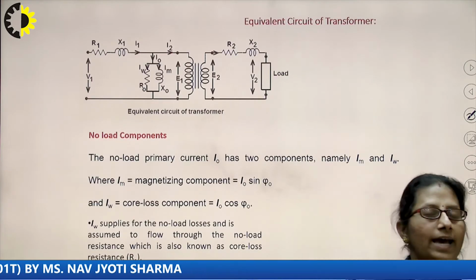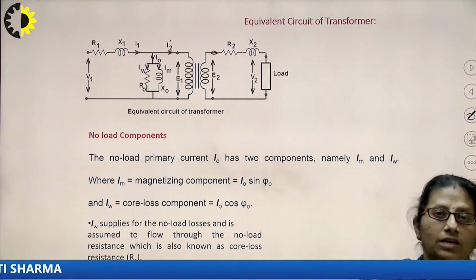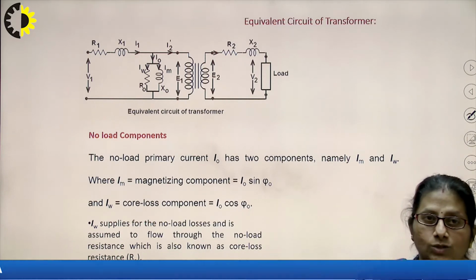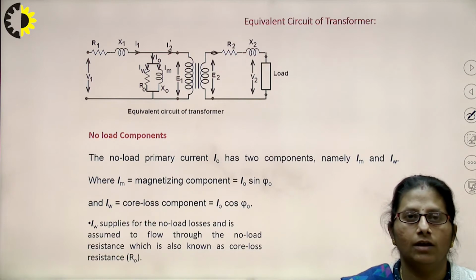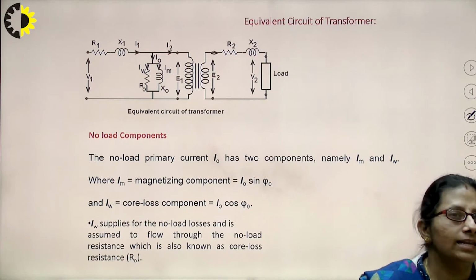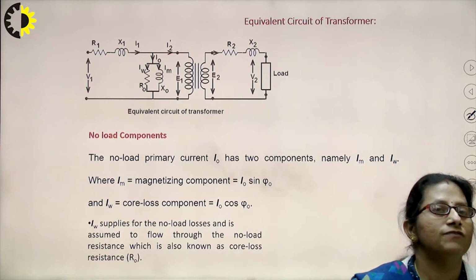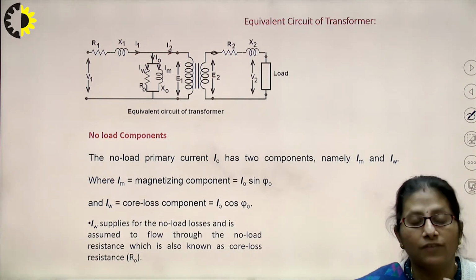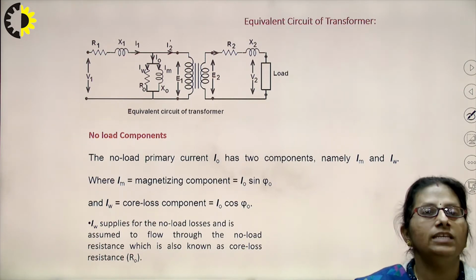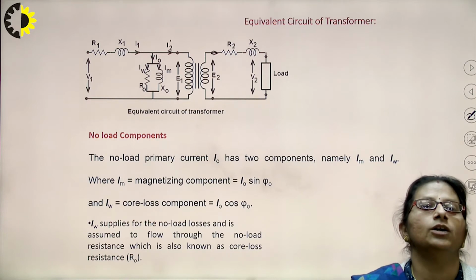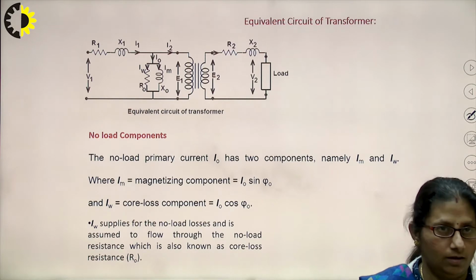Now, we have till now seen the equivalent resistance referred towards primary and secondary, reactances towards primary and secondary, and impedances referred towards primary and secondary. But while going for the analysis of the transformer, for calculation purposes, for finding efficiency, for drawing the phasor diagram of the transformer, and for finding the voltage regulation of the transformer, we need the equivalent circuit of the transformer, which gives us the picture of the transformer and its working, right.